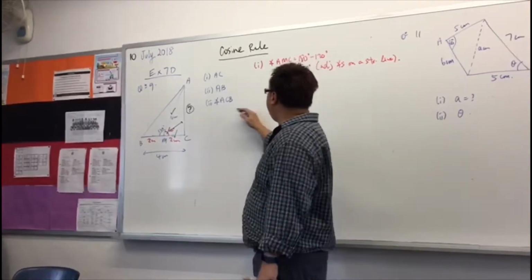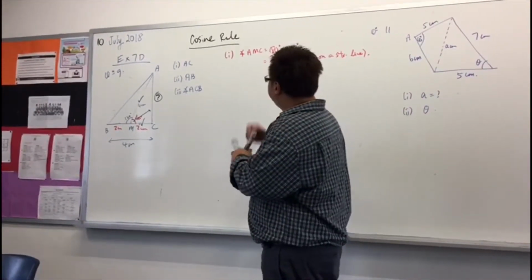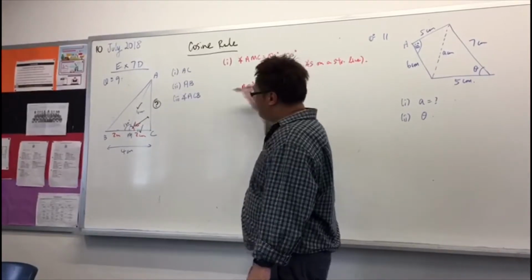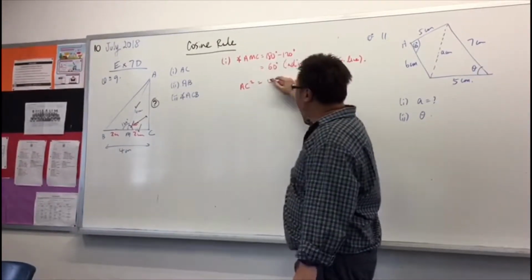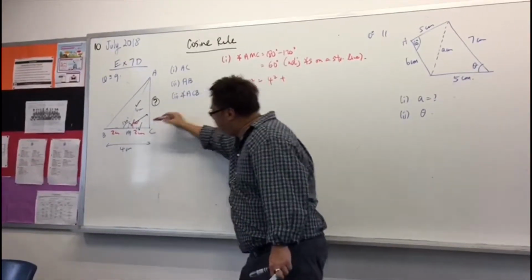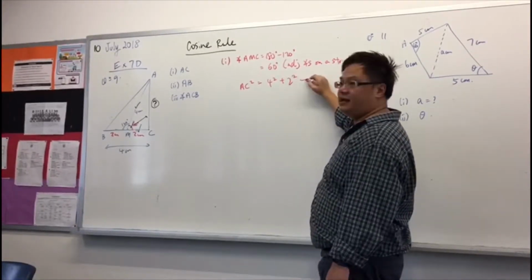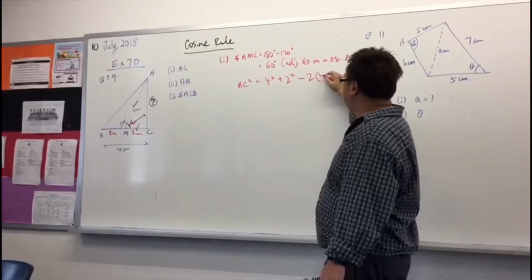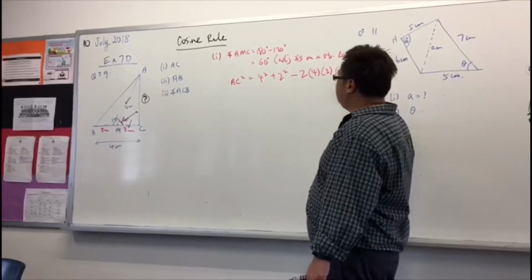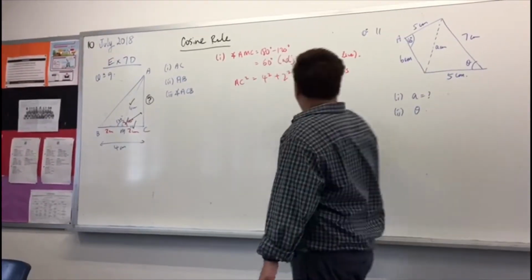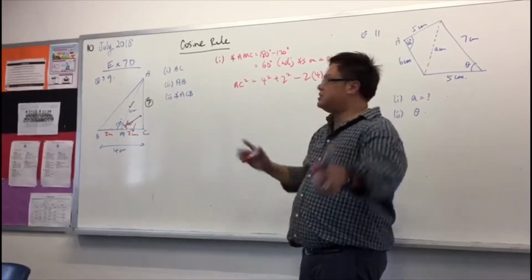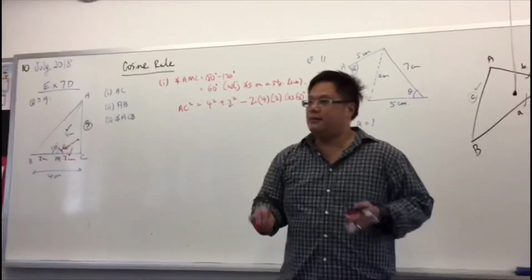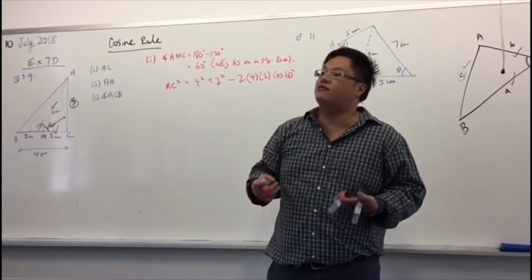So AC square is equal to 4 square plus 2 square minus 2 times 4 times 2 times cosine of the angle. How many degrees? 60 degrees. So this is one way of writing, but I showed the girls that there is a faster way of writing.